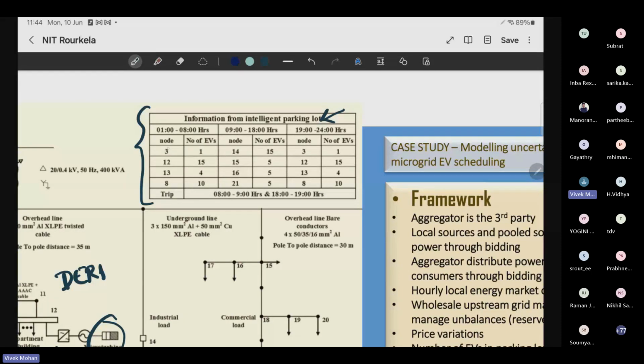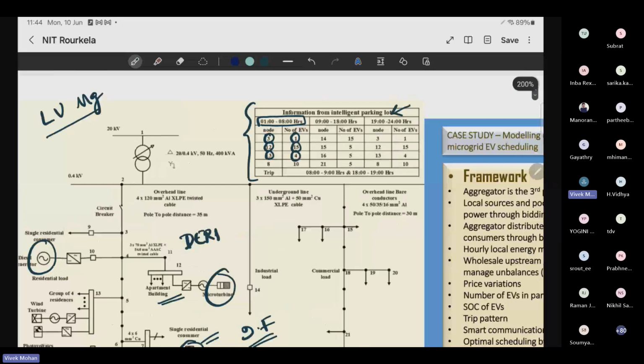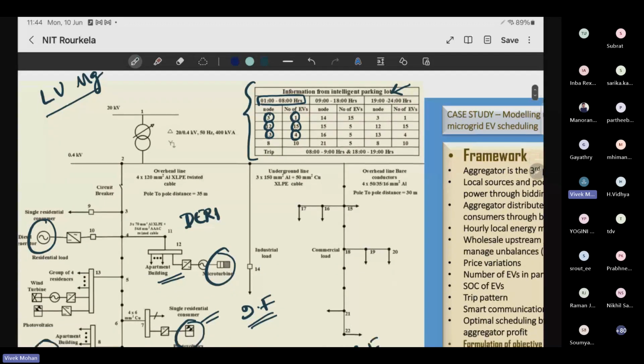Now you see at different nodes, when is the vehicle available, 1 to 8 hours, time is given, and the number of electric vehicles available at each of the nodes. That information is also there. Like that, at each parking lot, we have some estimation of availability of electric vehicles. At least for our vehicle, we have that predictability.